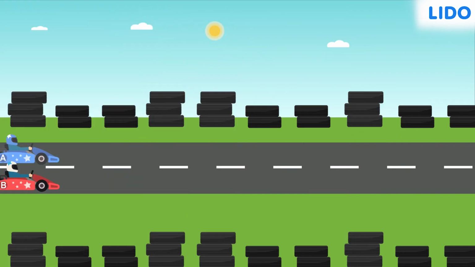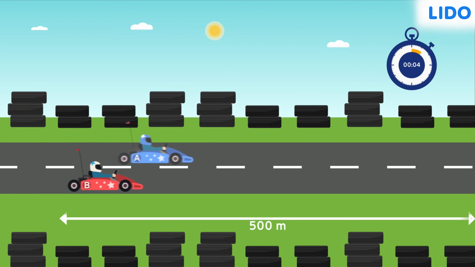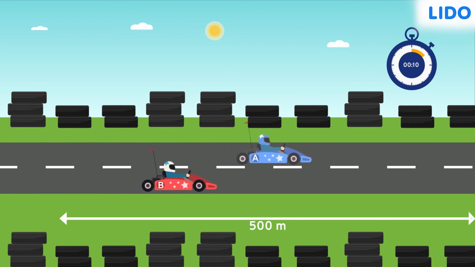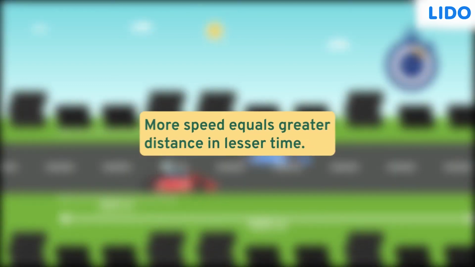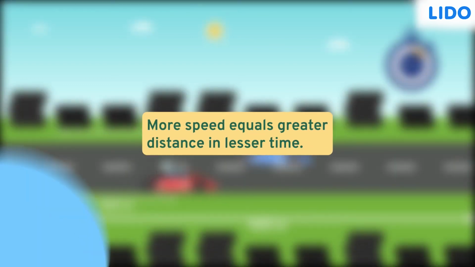Next, let's see what happens when both cars travel for 10 seconds on a straight 500-meter long path. Interesting. Car A managed to cover 250 meters while car B covered 200 meters. So the faster of the two cars covered a greater distance in the same amount of time. From this activity, we can conclude that more speed equals greater distance in lesser time.